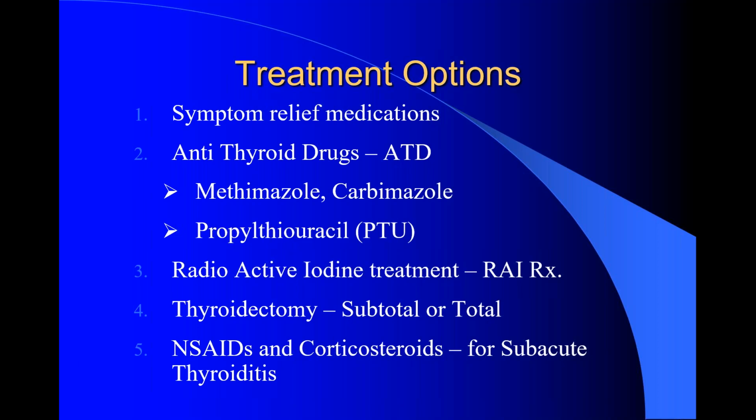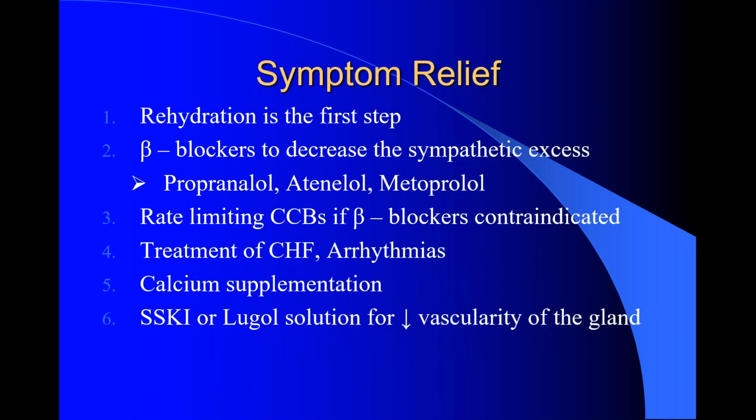Then you have to give anti-thyroid drugs, and the options available are methimazole, carbimazole, propylthiouracil. Then you can also treat by radioactive iodine or by surgery in the form of thyroidectomy, subtotal or total. And as I have told you multiple times, subacute thyroiditis will be treated by NSAIDs and corticosteroids. So for symptomatic relief, you have to rehydrate the patient and give beta blockers.